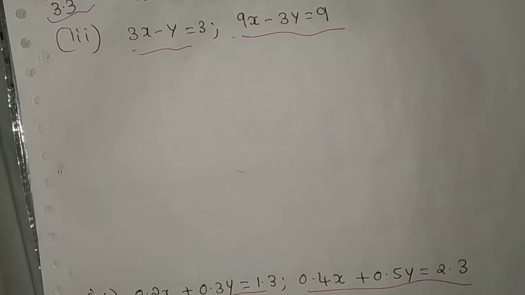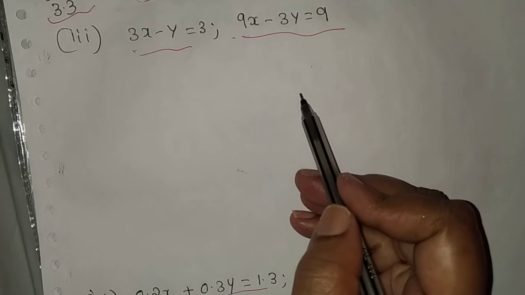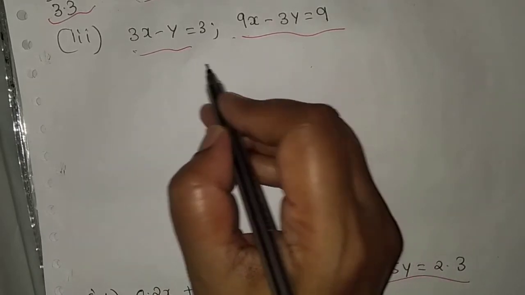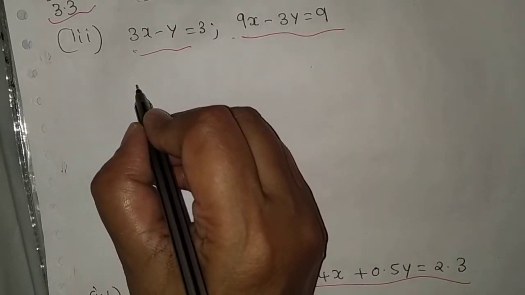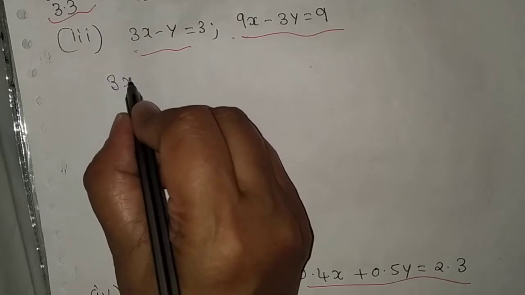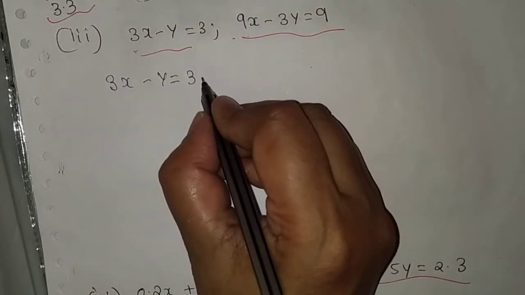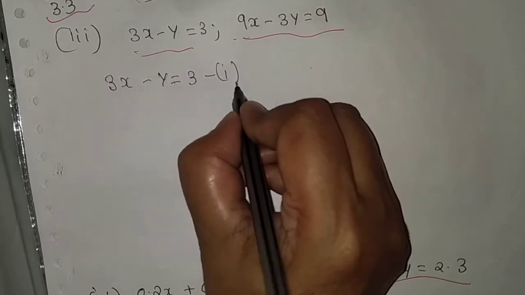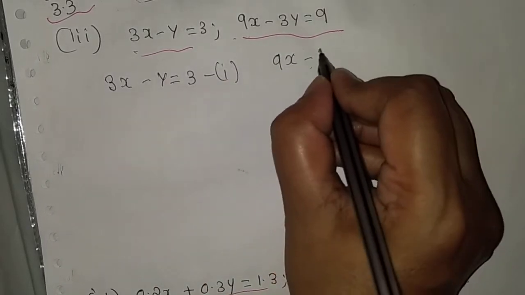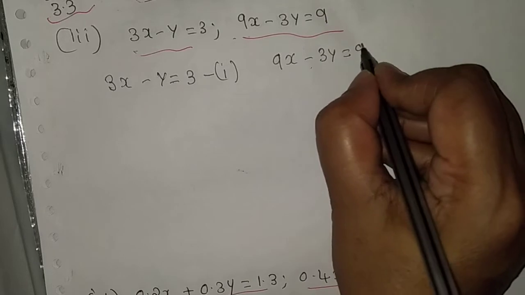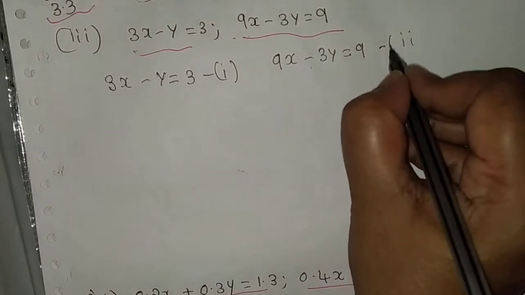So third question, here also the same thing. Two equations are given. First we take these equations and number them. The first equation is 3x minus y is equal to 3, and the second equation is 9x minus 3y is equal to 9.